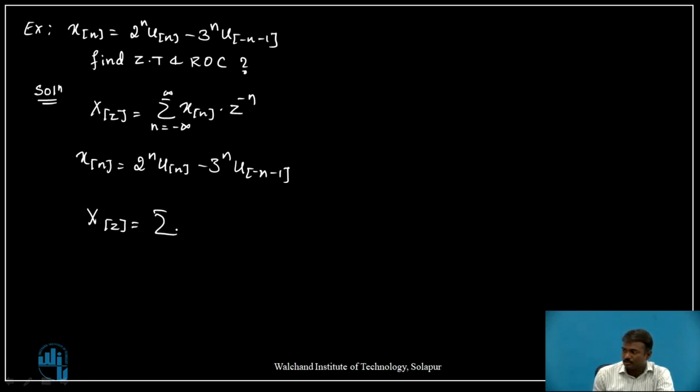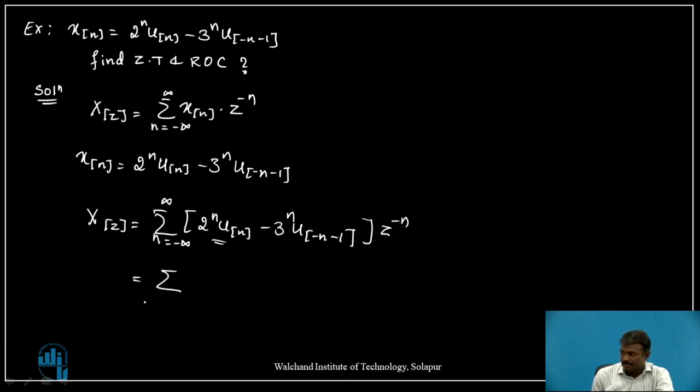x of z is equal to summation n equal to minus infinity to plus infinity 2 to the power n u of n minus 3 to the power n u of minus n minus 1 into z to the power minus n, where the first term represents the right-sided sequence and the second term represents the left-sided sequence. Therefore, the summation can be split into two parts.